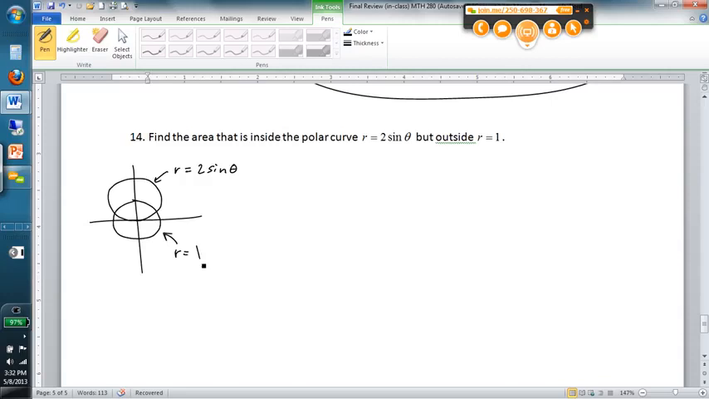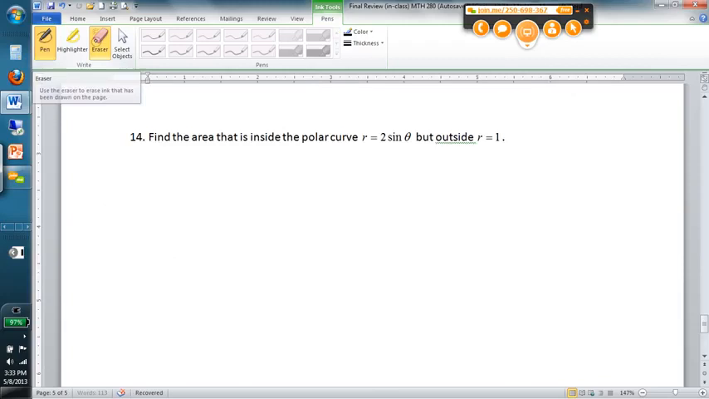So I want inside 2 sine theta, but outside r equals 1. I want that right there. How do I do that? Well, if I take the area inside from whatever this is to whatever this is, inside the 2 sine theta, then subtract the area right here, subtract that area, right? That's what I'm going to do. How do I do that?